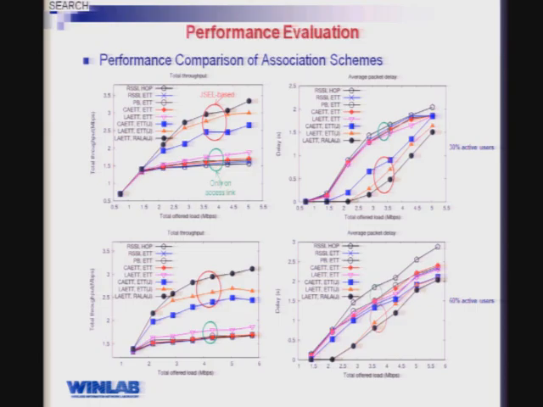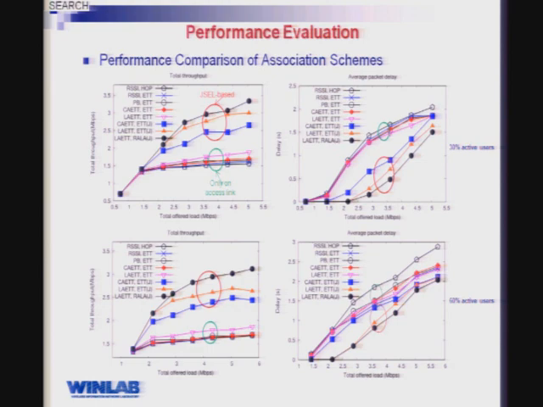And still we studied the total throughput and delay performance in these three cases. And the x-axis is still the total offered load. The y-axis of the left-hand figures is total throughput, and the right one is delay. So we can roughly see that the group of GSL-based association can improve the performance in terms of throughput and delay significantly.